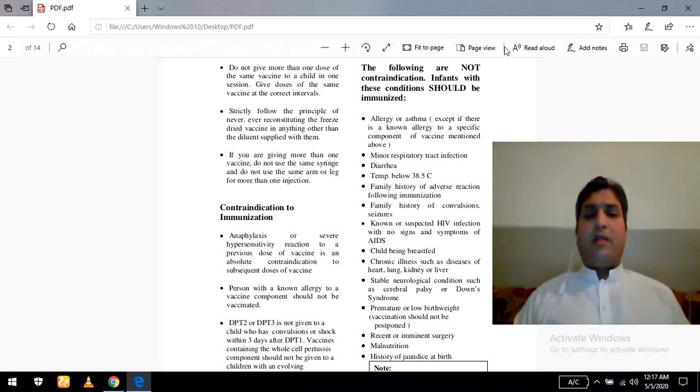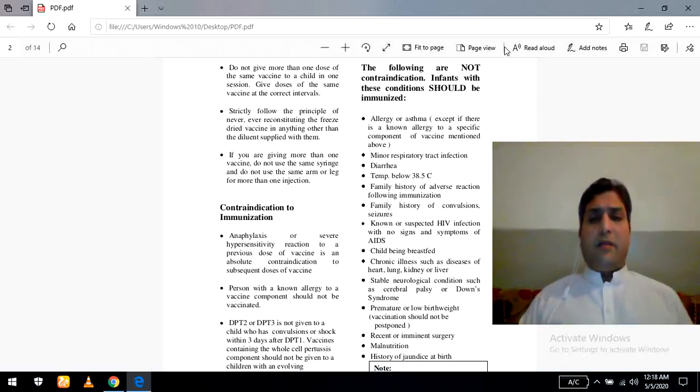So if someone shows an anaphylactic reaction or severe hypersensitivity reaction to previous doses of the vaccine, or in some cases a severe anaphylactic reaction may occur due to some endogenous substances, maybe due to some other substances. In case of an anaphylactic reaction, one thing to keep in mind is that there is a severe histamine secretion from the mast cells. This is basically an allergic response. So if histamine is secreted from the mast cells, this histamine is responsible for various changes in our body system.